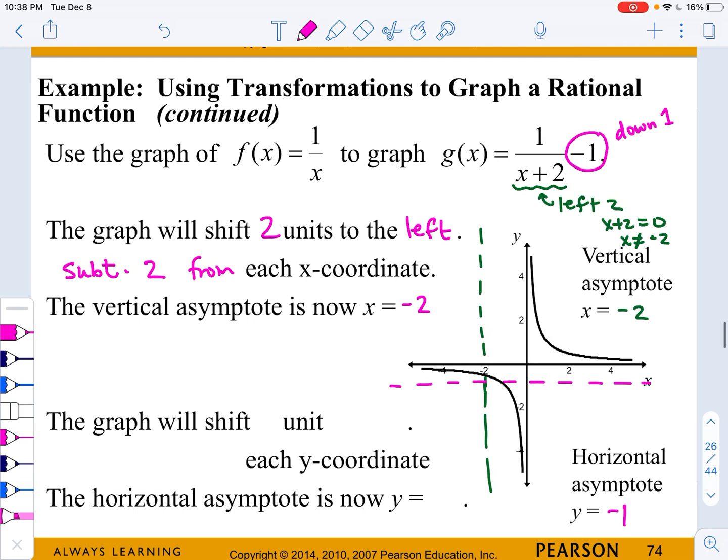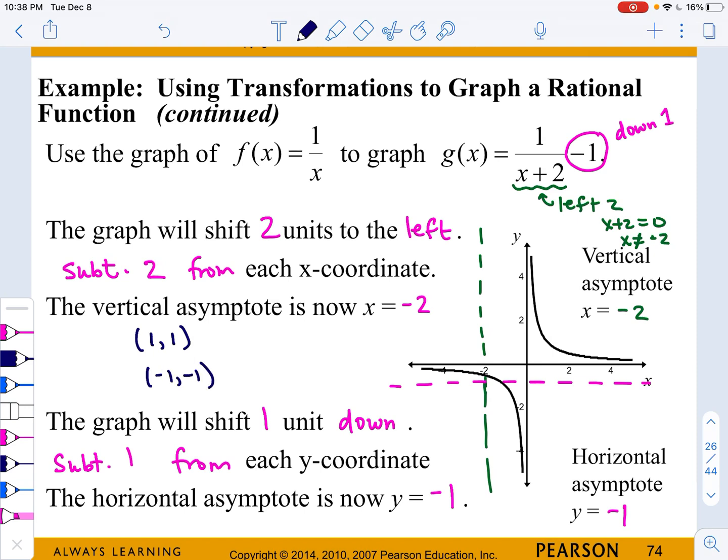Well, where did we go? We also shifted it 1 unit down. And that means that if we're going down, again, we're going to use some subtraction. That means we're going to subtract 1 unit from each of the y coordinates. And we said that the horizontal asymptote is now going to be at -1. So if I take those two ordered pairs that we used as points that we're going to shift around, we had the ordered pair (1, 1), and we had the ordered pair (-1, -1).